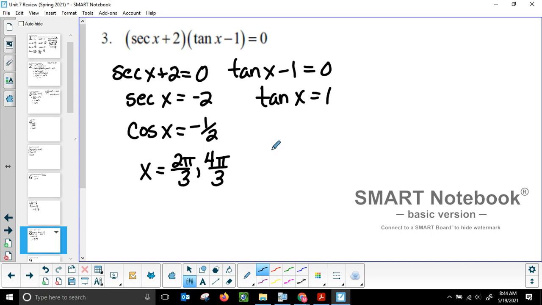Here we're looking for when tangent of x is 1. Remember, tangent on the unit circle you get by taking the y-coordinate divided by the x-coordinate. So in order for it to be 1, the y-coordinate has to be exactly equal to the x-coordinate. That occurs at pi over 4 and 5 pi over 4. And we're done. Those are our 4 solutions.